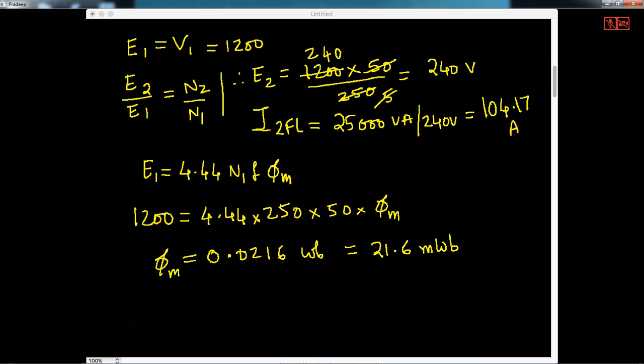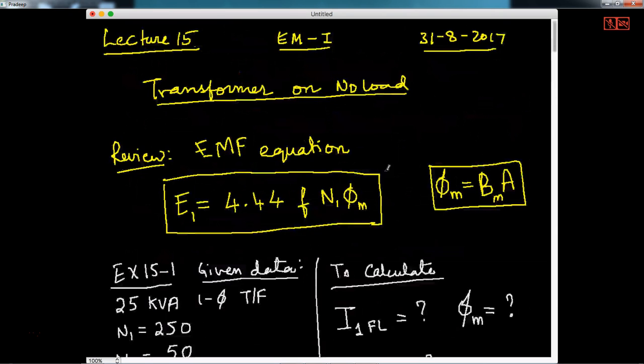So this was a brief review of what we have learned so far in the transformer course. So now let's come back to our main topic, this one, transformer on no load. Okay, so let's work out that one.